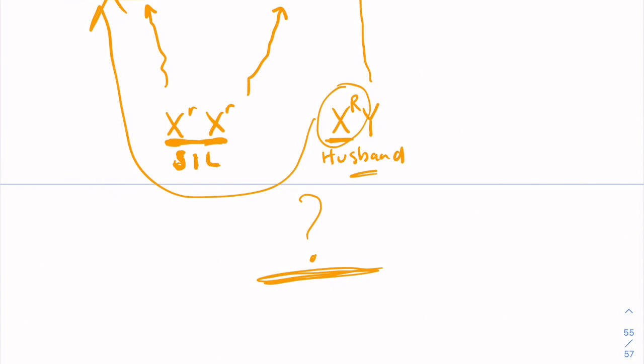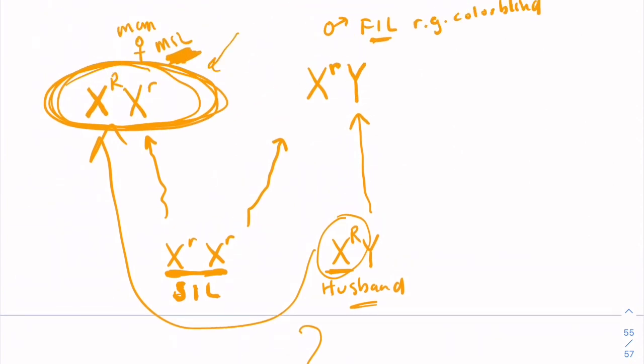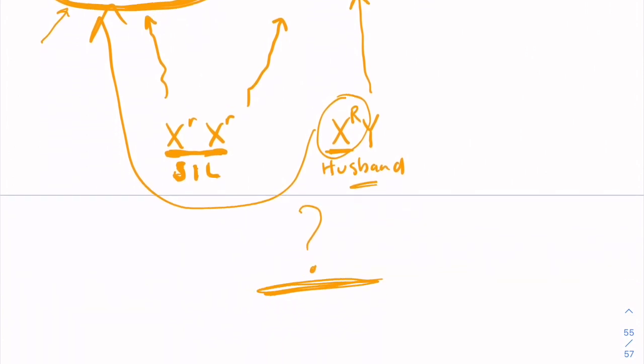I'm saying this because even though she's a true carrier right there and shouldn't have red-green color blindness, there is something extra that happens in females that's fascinating. It is called X inactivation in females. Only in females. It does not happen in males.